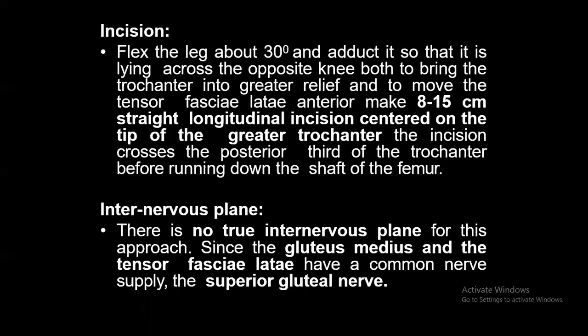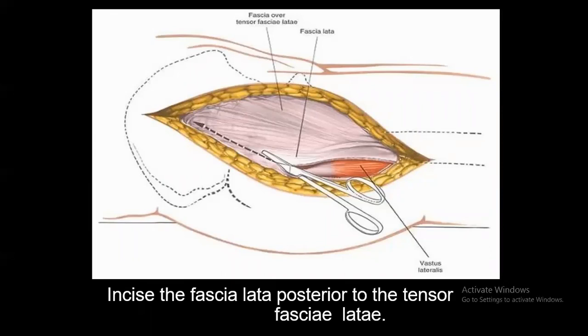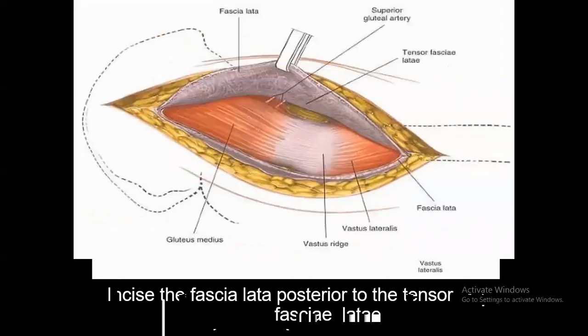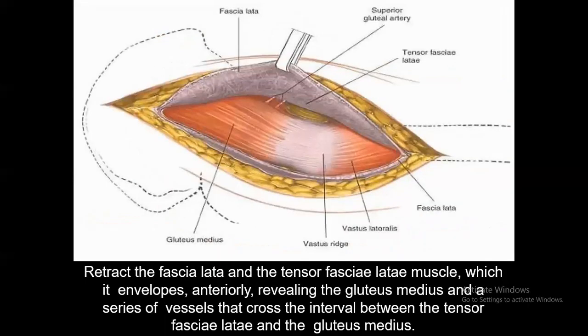Internervous plane. There is no true internervous plane for this approach, since the gluteus medius and the tensor fasciae latae have a common nerve supply, the superior gluteal nerve. This picture shows incision of the fascia lata posterior to the tensor fasciae latae muscle. Retract the fascia lata and the tensor fasciae latae muscle, which it envelopes, anteriorly, revealing the gluteus medius and a series of vessels that cross the interval between the tensor fasciae latae and the gluteus.